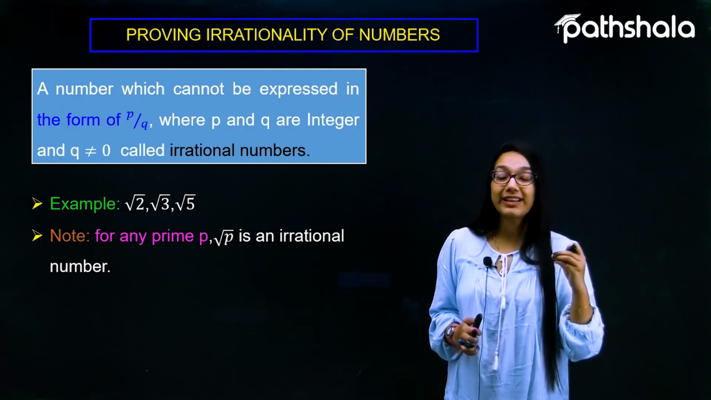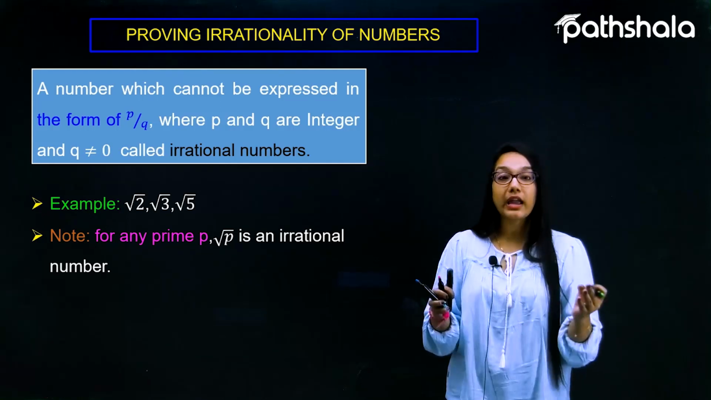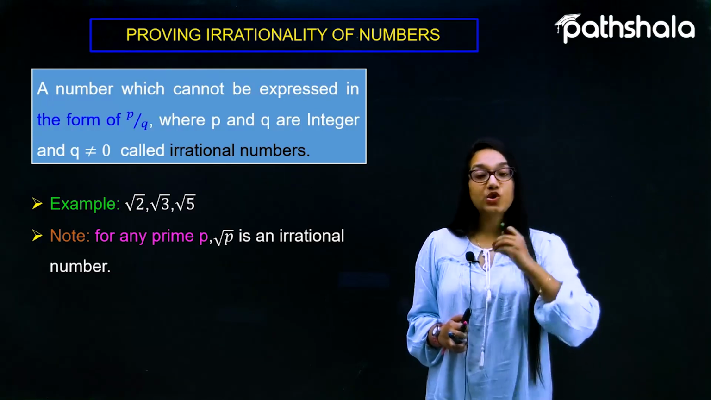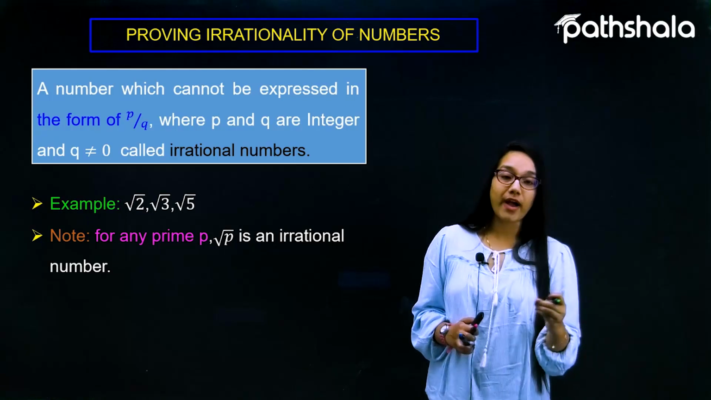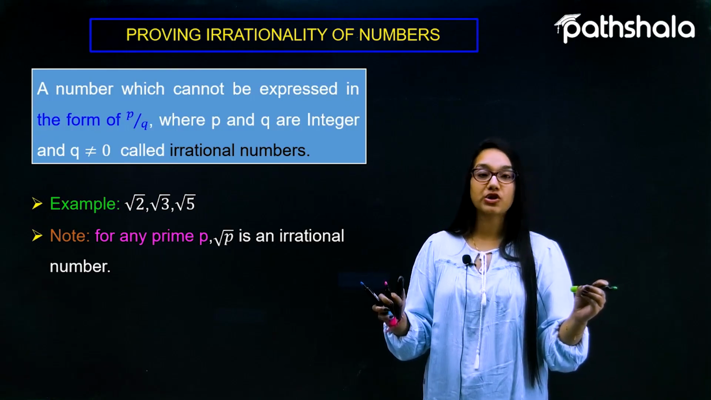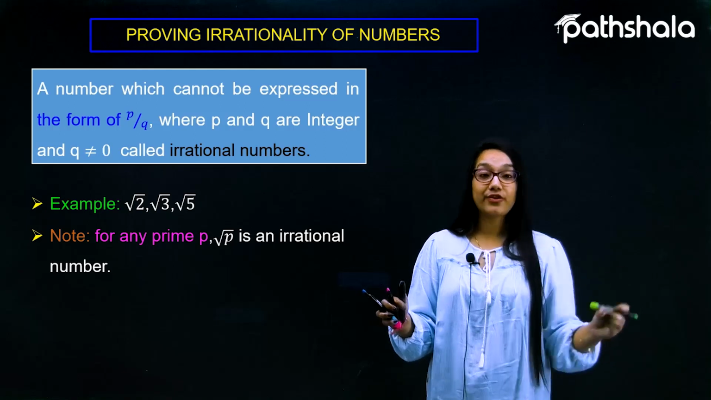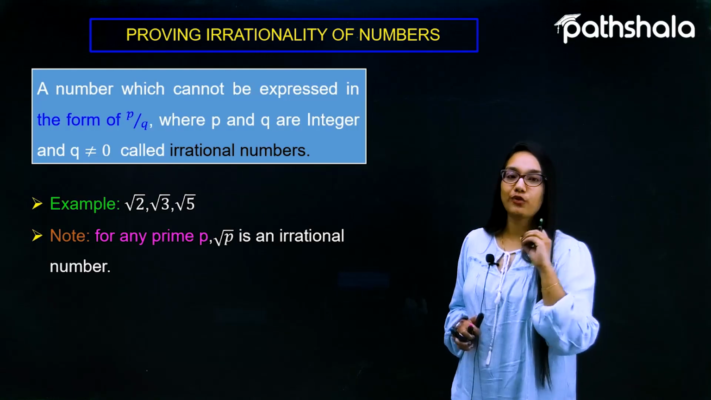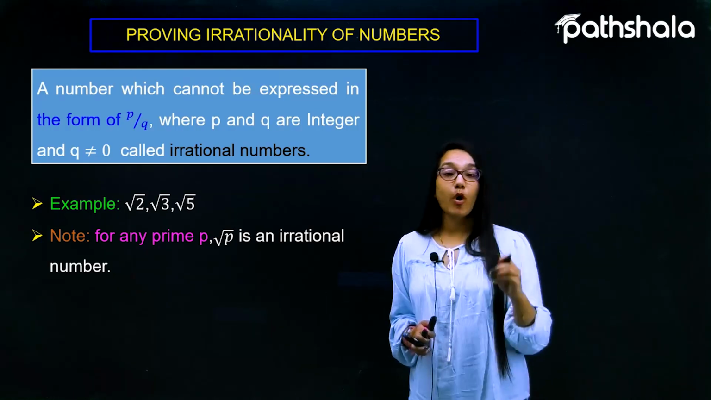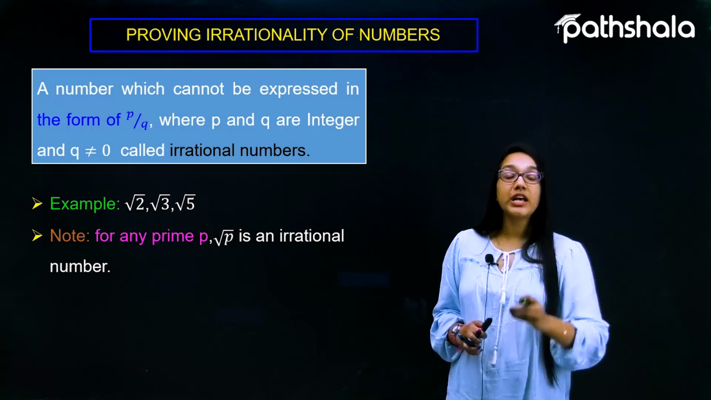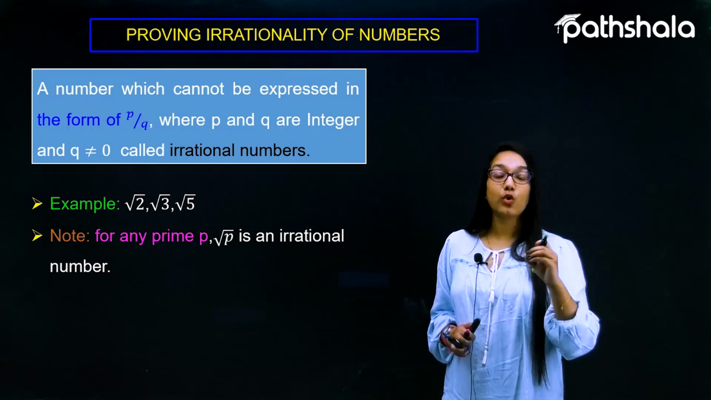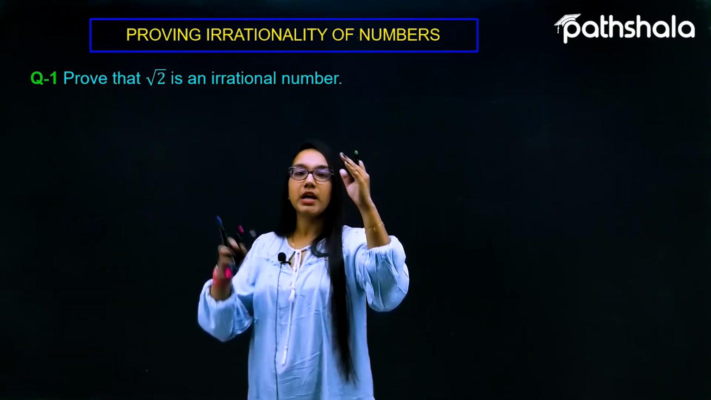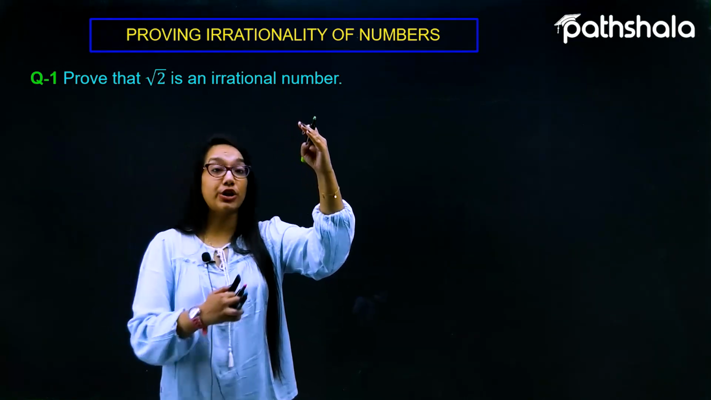But here we are talking about proving the irrationality of numbers, that is, why we call square root 2 an irrational number. Now we will prove that square root 2, square root 3, square root 5, or any such irrational numbers are irrational, with proof. It is a very important concept. So let's start with proving how square root 2 is an irrational number.